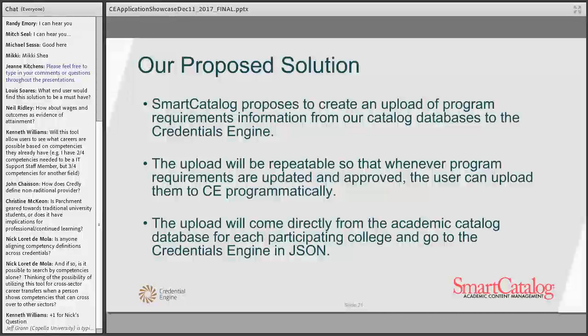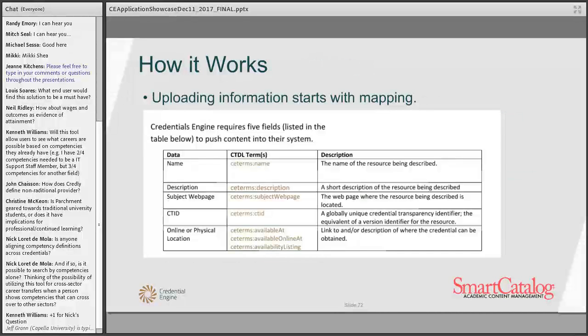Our solution will be to create an upload of program requirements from our databases directly to the Credentials Engine. The upload will also be repeatable so that whenever program requirements are updated and approved on the campus side, the user can upload them to CE programmatically. And the upload will come directly from the catalog database, which is the approved official document, and it would go to the Credentials Engine team in a block of JSON.